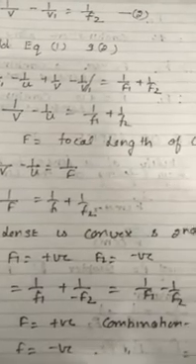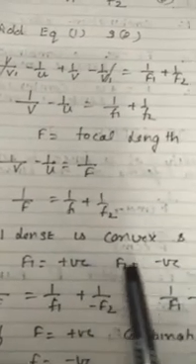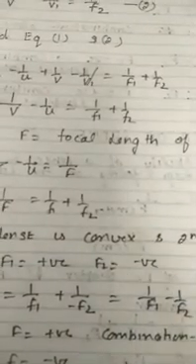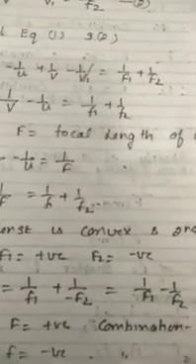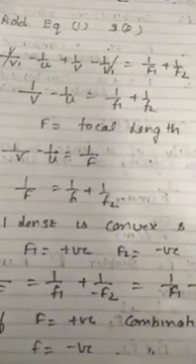Now if in the combination one lens is convex and the other lens is concave, then for the convex lens F1 is positive and for the concave lens F2 is negative. So we will put the sign: 1 upon F1 plus 1 upon negative of F2. So it will become 1 upon F1 minus 1 upon F2. Now the answer may be positive or negative. If F comes out to be positive, then the combination will work like a convex lens, and if F becomes negative the combination will work like a concave lens.